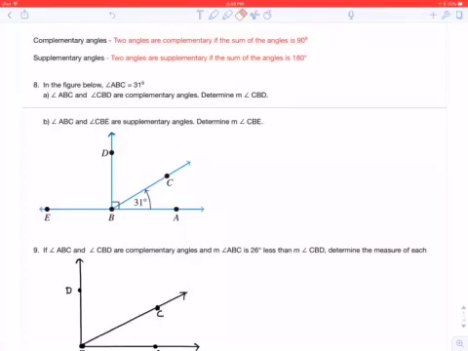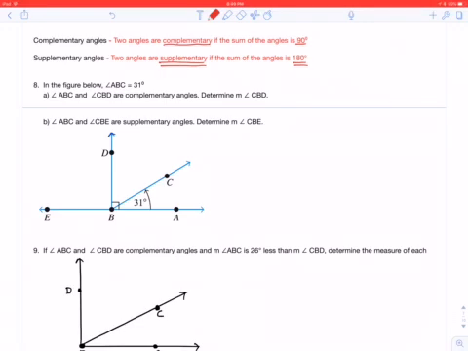If two angles, when pieced together like a puzzle, form a right angle, we'd say that those two angles are complementary. And the sum of complementary angles is 90 degrees. If two angles, when pieced together like a puzzle, form a straight angle, we'd say that those two angles are supplementary. And the sum of supplementary angles is 180 degrees.